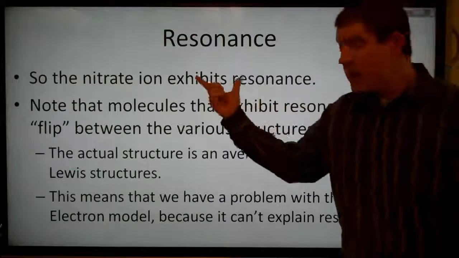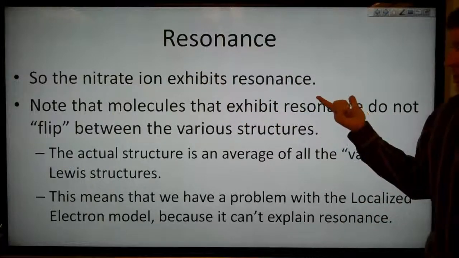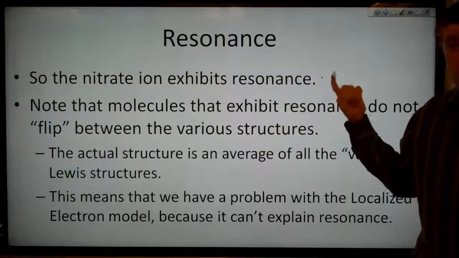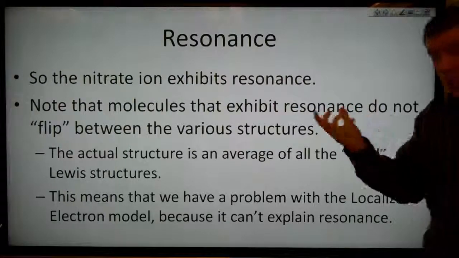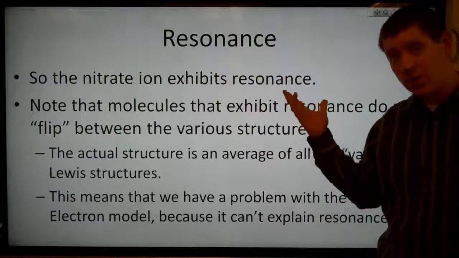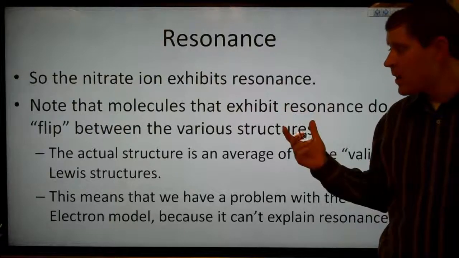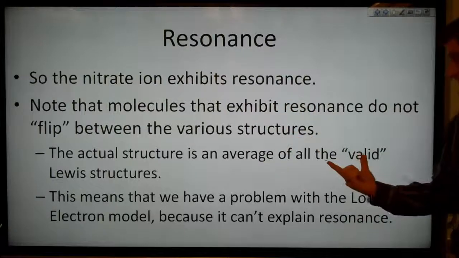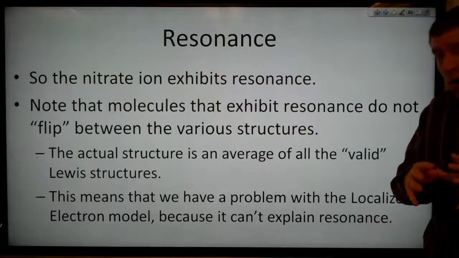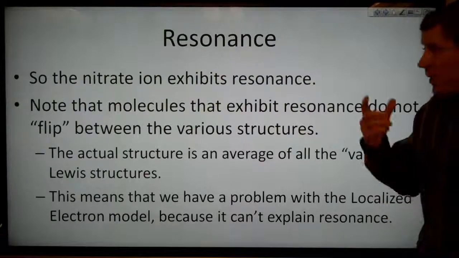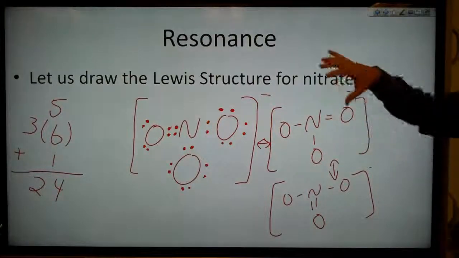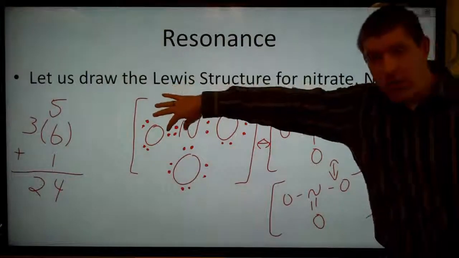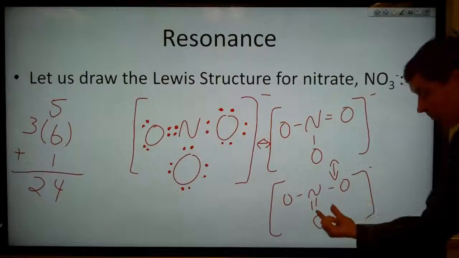So our nitrate ion is exhibiting resonance. Our dinitrogen monoxide also exhibits resonance. Note that the molecules that exhibit resonance don't flip between various structures, as I sort of indicated that they might. What really happens is the actual structure is an average of all of the resonance structures. So if we go back and look at our nitrate ion again, we have the double bond over here, we have the double bond over here, and we have the double bond down there.